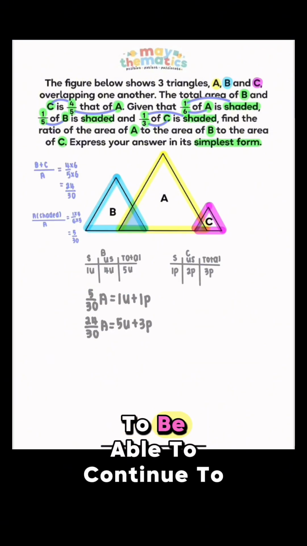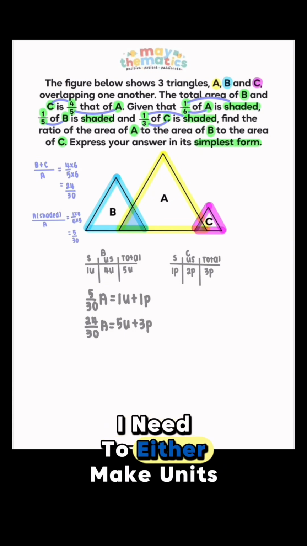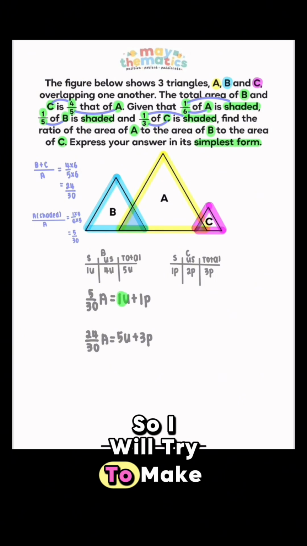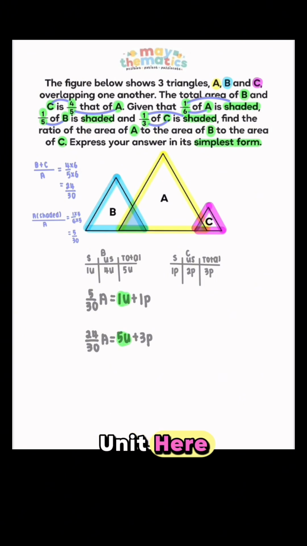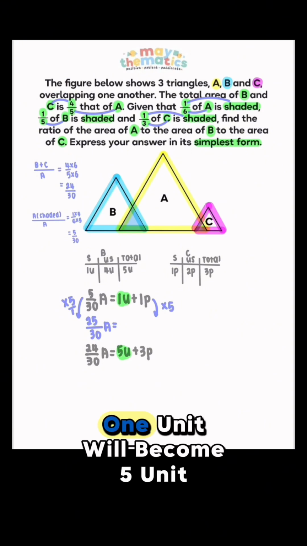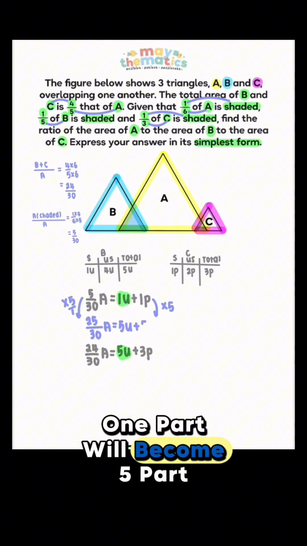So from here, to be able to continue to find out more clues, I need to either make units the same or parts the same. In this instance, let's make units the same. So I will try to make 1 unit become the same as 5 units here. To do so, I will multiply by 5. So over here, if I multiply by 5, 1 unit will become 5 units, 1 part will become 5 parts.